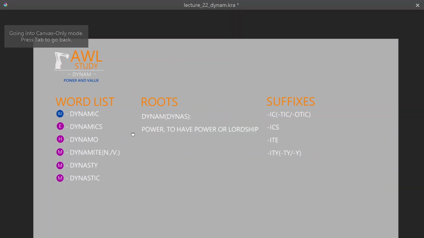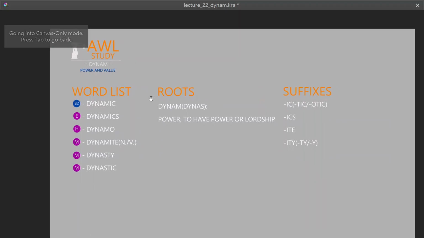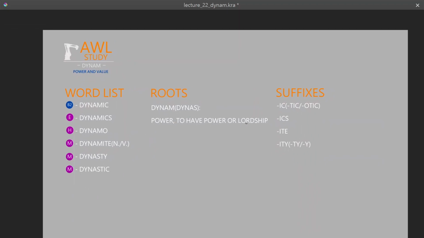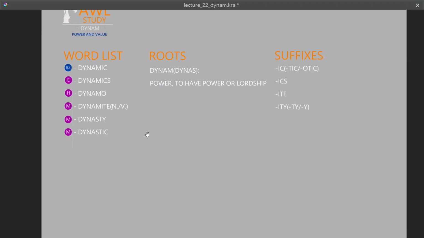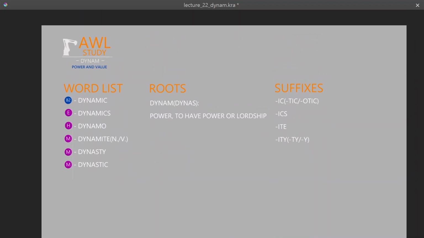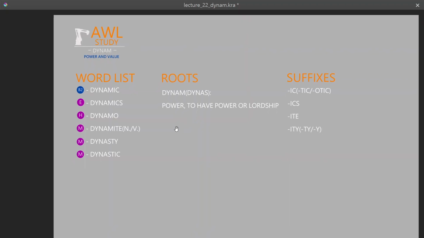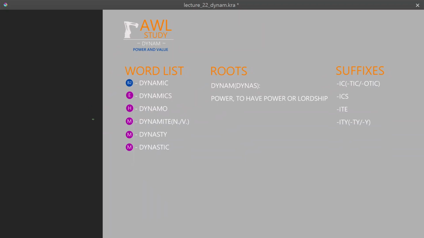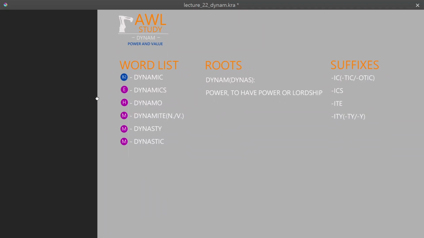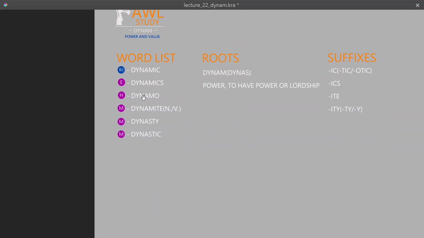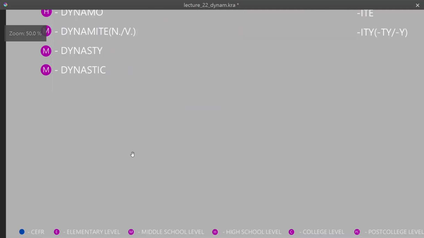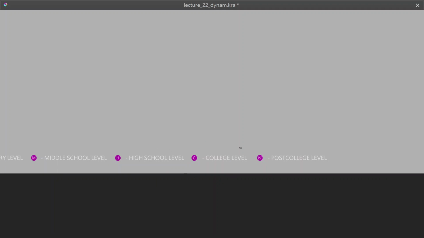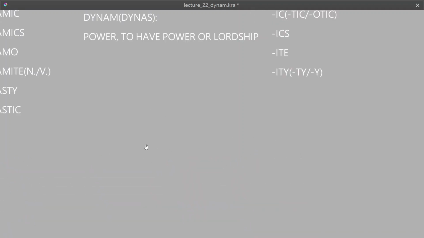Alright, so now we have some words that share a root, dynam, and its variant dynast, meaning power, or to have power or lordship. And we have some suffixes that are combined with the root to form these words. They are labeled with either CEFR levels or the Journal Academy levels, namely the elementary level, middle school level, high school level, college level, and post-college level.